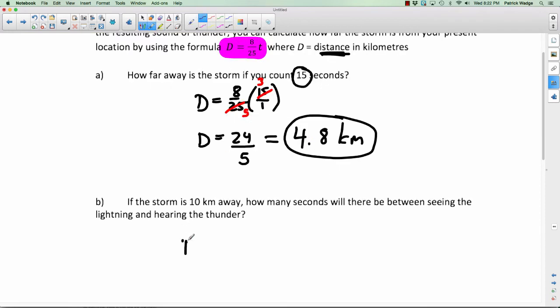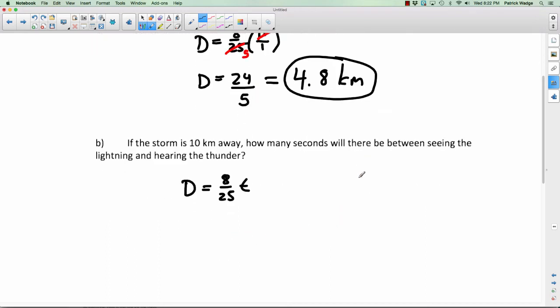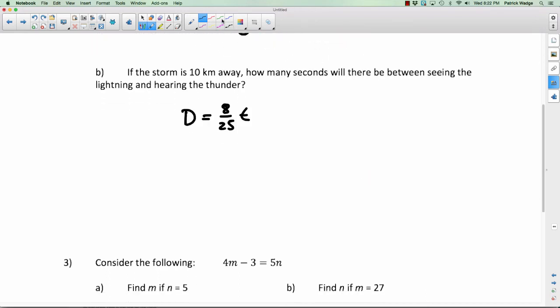Maybe I'll rewrite the formula down here. D equals 8 over 25t. And the number we're given this time is 10. 10 right here. 10 kilometers. Is that going to the d or is that going to the t? Well, d is distance and t is time. We're talking about kilometers. That's a distance. You better put 10 right here where the d is. So we have 10 equals 8 over 25t.